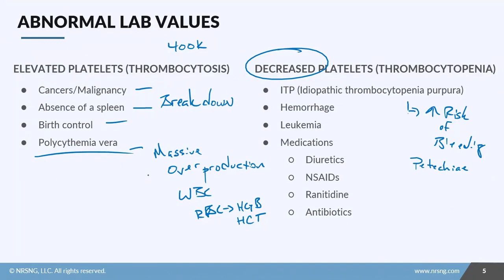Another condition where you're going to see decreased platelets is obviously some sort of hemorrhage, and with those patients, you're going to give them platelet transfusions. Patients that are undergoing chemo or radiation for leukemia will also have decreased platelets. Another thing you want to consider is medications. Certain medications have the potential to decrease platelet production. These are things like certain diuretics, some non-steroidal anti-inflammatory drugs, ranitidine, and some antibiotics. So be sure to review any medications that you're suspicious of if they might cause a clotting issue for your patient.